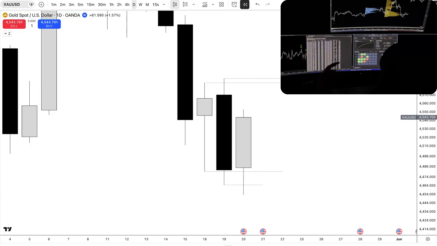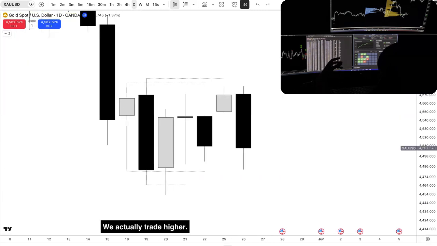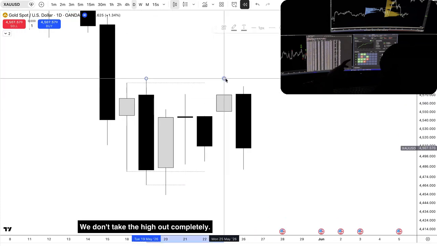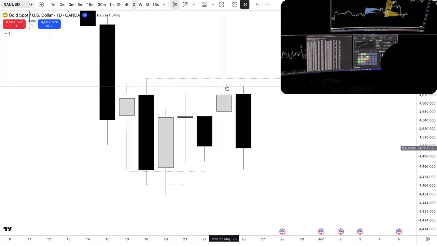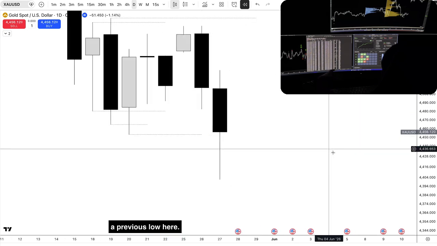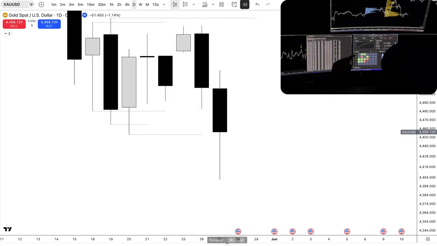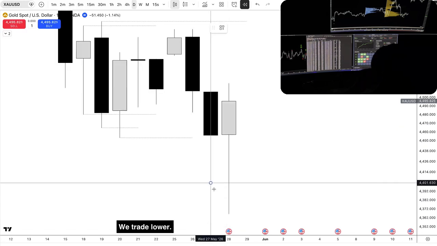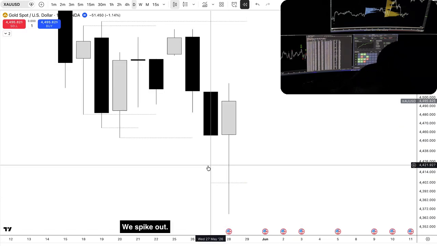Just this candle is enough if you focus on just catching this daily range. More than enough opportunity. Now, what happens after that? We actually trade higher. We don't take the high out completely. We leave this for the future. We go short and we take out a previous low here. Check what happens now. The same thing over and over and over. Wow, what a big surprise. We trade lower. We spike out.